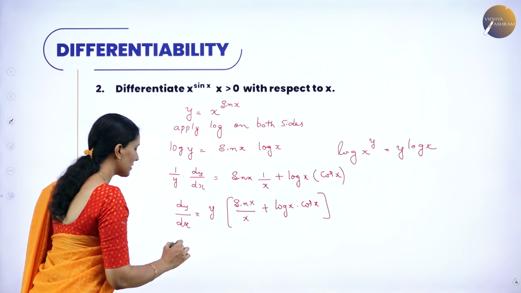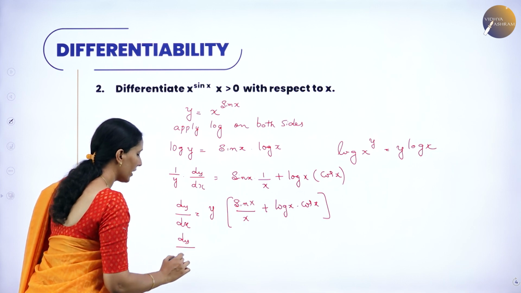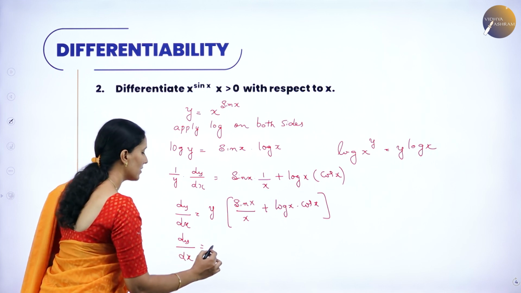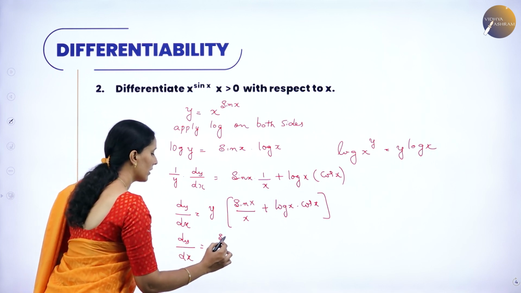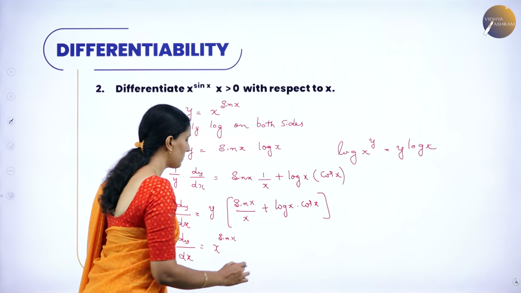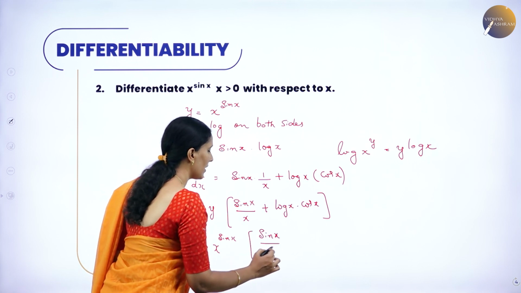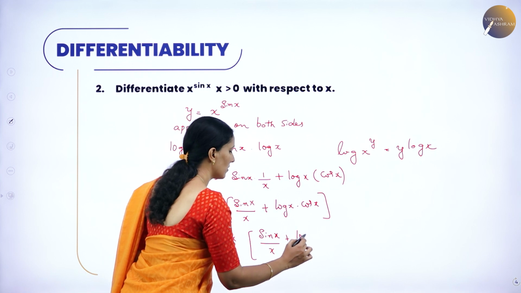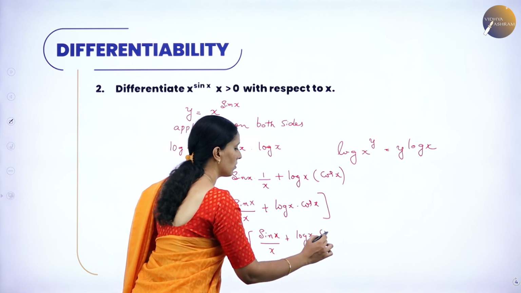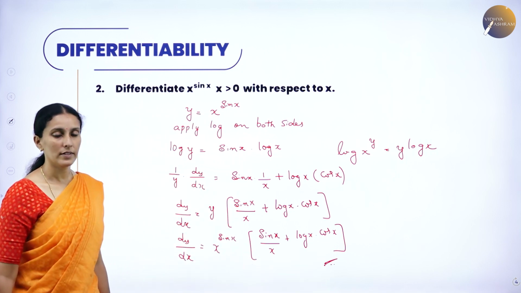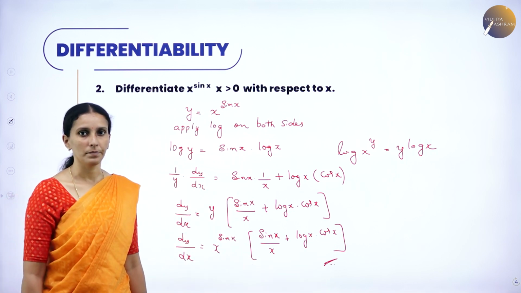So you can replace back what y we have taken. So y we have taken as x power sin x. So y can be written as x power sin x into (sin x by x plus log x into cos x). So this is the derivative of the given function.